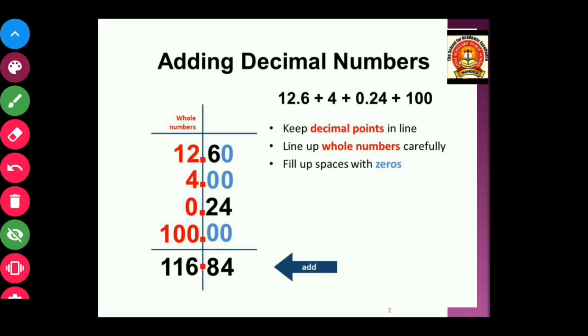So you need to do normal addition. Now here, in vertical columns, you will add the decimal places and then the point will be as it is. Here 4 comes, here 6 plus 2 is 8, and here you add 4 plus 2 is 6, and then 1 and then 6. So your answer came 116.84. So keep in mind, the decimal points you have to make in a line. That line I have mentioned here, and you need to line up all the whole numbers very carefully, and wherever the spaces are, you can fill up the spaces with zeros.